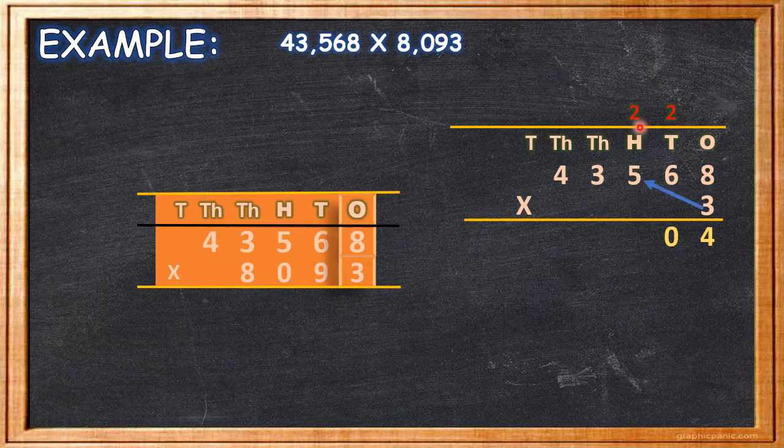Then I will multiply 3 with the hundreds column. Yes, children, so 3 5s are 15. 15 plus 2, 17. 7 I'll be writing here and 1 I'll be giving as carry over to the thousands place. Yes, children, now I'll multiply 3 with the thousands column, that is 3 3s are 9, carry 1, 10. 0 at the thousands column and 1 at the 10,000s column, carry over.